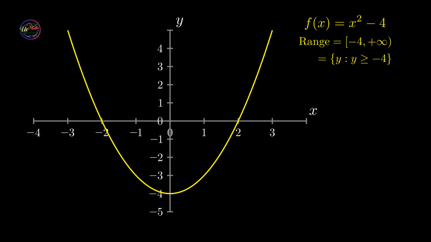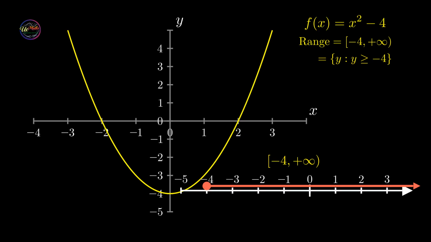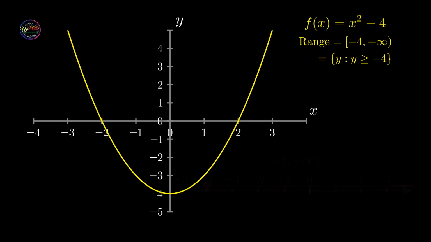For f of x equals x squared minus 4, the term x squared is always greater than or equal to 0 for all real x. Therefore x squared minus 4 is always greater than or equal to negative 4. The minimum value of the function is negative 4, achieved when x equals 0. As x grows in either direction, the function increases without bound. Therefore the range is the closed interval from negative 4 to positive infinity. Range equals the set of y such that y is greater than or equal to negative 4.